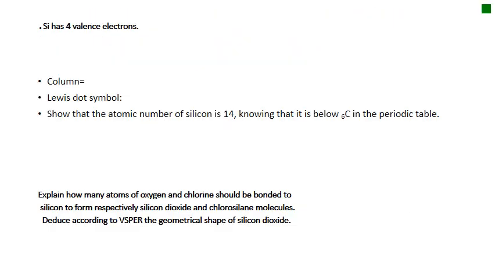Another given. This time it is about silicon. Silicon is an atom with 4 valence electrons. And we know that valence electrons equal the number of electrons on the outer energy level, on the last shell. So, since silicon has 4 valence electrons, this means that it is in column 14. The Lewis dot symbol of silicon is Si with 4 valence electrons. We have 4 dots. It is written in this form.